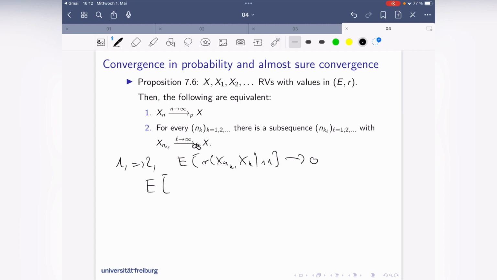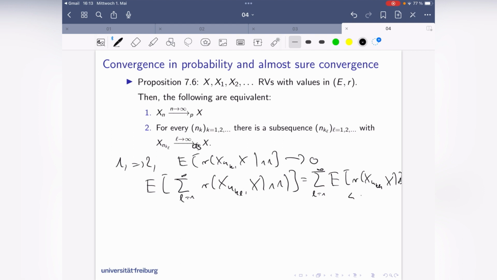Find another subsequence n_k_l such that the expectation of the sum over l from 1 to infinity of ρ(X_{n_k_l}, X) minimum 1 — sorry, this is not an X_k here, that's just an X — which is, of course, the same as the sum over the expectations, l from 1 to infinity, of ρ(X_{n_k_l}, X) minimum 1. This here is smaller than infinity.